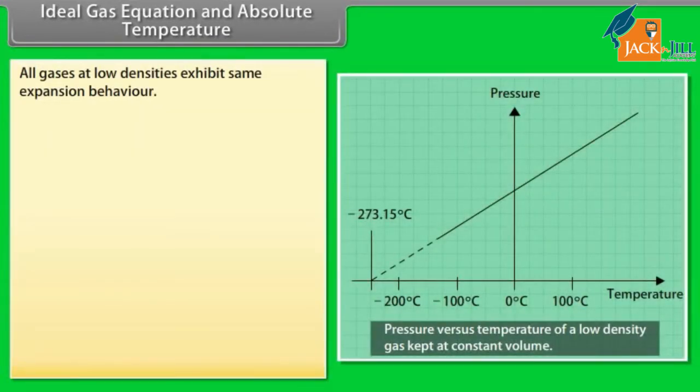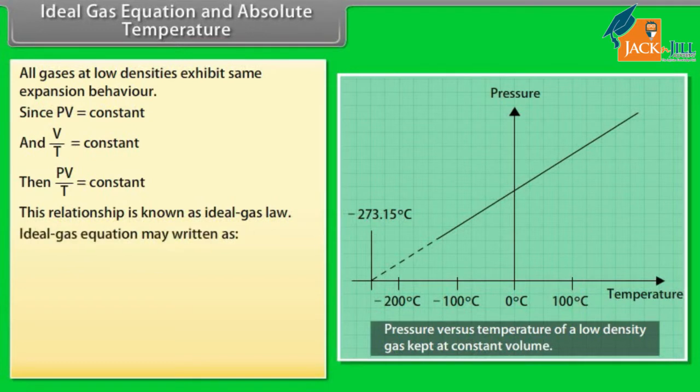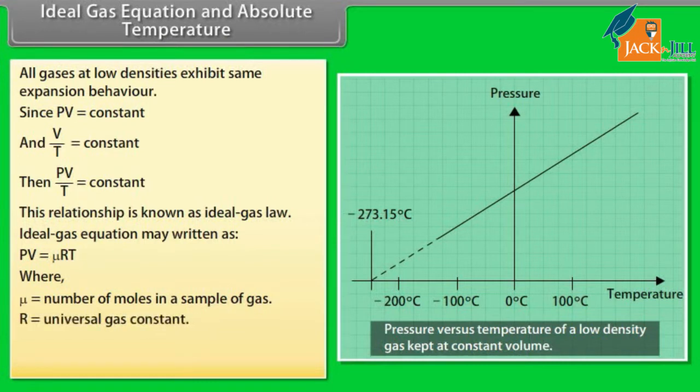Ideal gas equation and absolute temperature. All gases at low densities exhibit the same expansion behavior. Since PV is equal to constant and V/T is equal to constant, then PV/T is also constant. This relationship is known as the ideal gas law. The ideal gas equation may be written as PV = mu RT, where mu is the number of moles in a sample of gas and R is the universal gas constant.